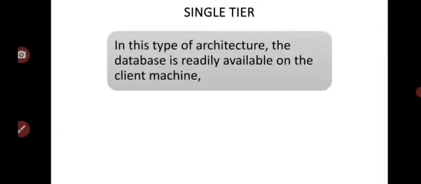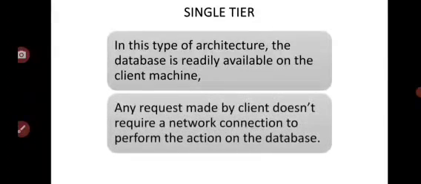That means, if the user wants to use the database management system, that DBMS is readily available on that particular machine. So any request made by the client doesn't require a network connection to perform the action on the database, because it is readily available on the client machine. That is why it is called a single tier architecture.